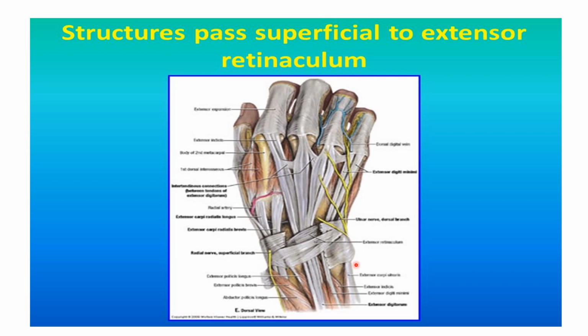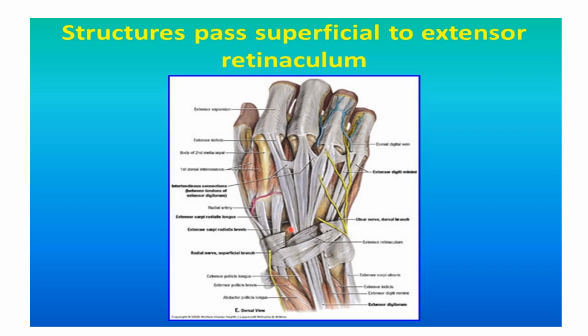Dorsal cutaneous branches of the ulnar nerve. So this is the ulnar nerve, its dorsal cutaneous branches, or posterior cutaneous branch of the ulnar nerve. It passes superficial. Here you can see this ulnar nerve, its cutaneous branch, it passes superficial to the extensor retinaculum. And then basilic vein and cephalic veins.